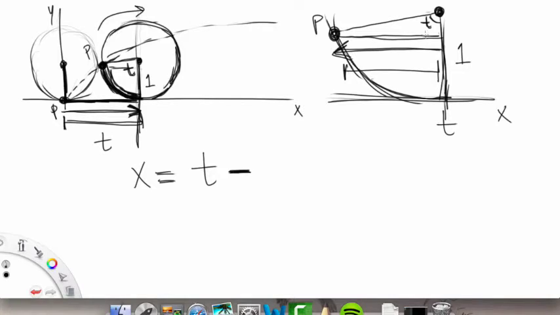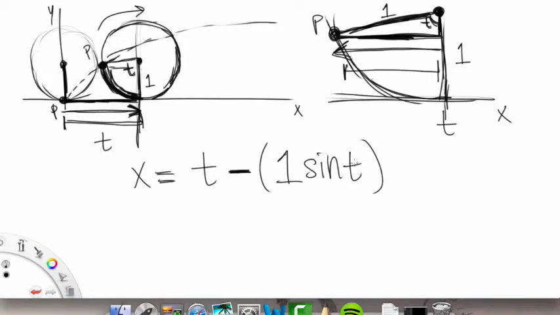We can find that from our triangle because we know that the radius is 1. This length from the center to P has to be 1, so that's the hypotenuse of our triangle. I'll make the triangle in bold. Here's our triangle. The length that we want to subtract away from t is going to be 1, our radius, times sine of t, where 1 is functioning as the hypotenuse. So this is the parameterization for x, given that we have a unit circle.